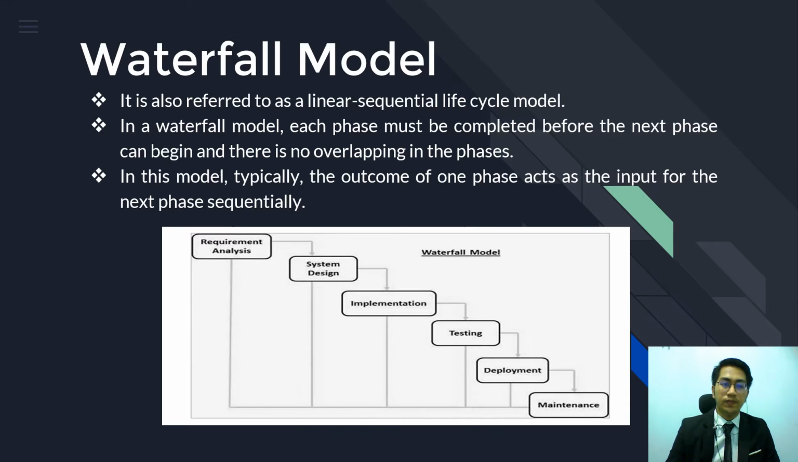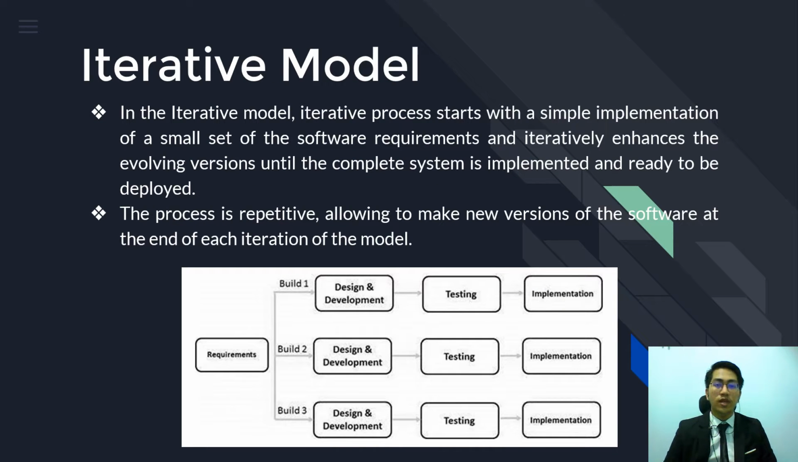So the next model will be the iterative model. In this model, the iterative process starts with a simple implementation of a small set of software requirements and iteratively enhances the evolving version until the complete system is implemented and ready to be deployed. So within this model, the process is repetitive, allowing a new version of the software to be made at the end of each iteration of the model.